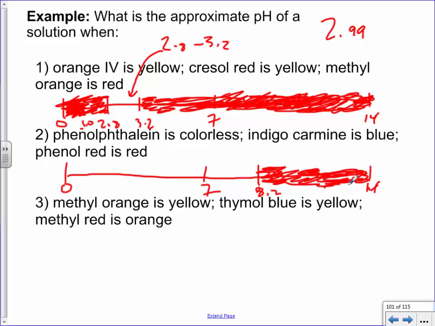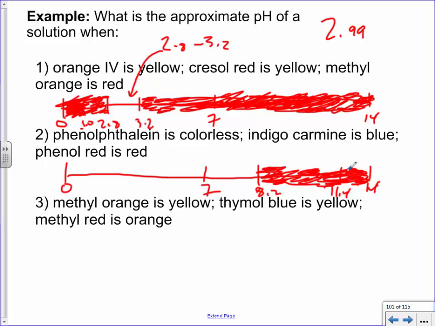Indigo carmine is blue. Indigo carmine is the very last one, second last one. And it's blue if it's less than 11.4. So way up here at 11.4, I know it's less than 11.4. Am I actually helping anything by shading this in? No, I mean, sure, I'll just re-shade it, but it doesn't actually add anything extra.